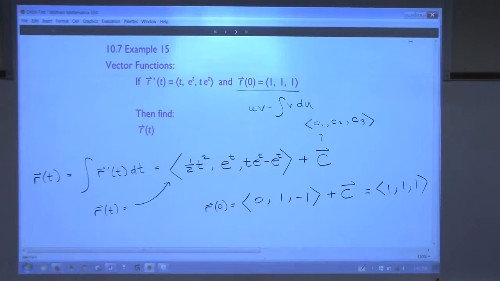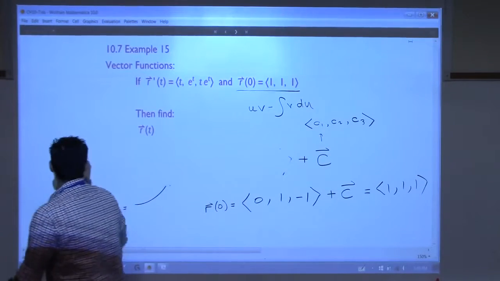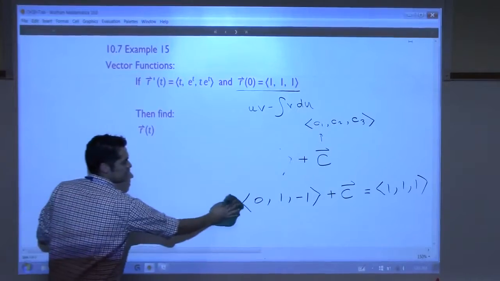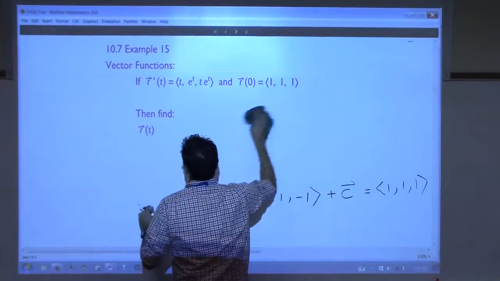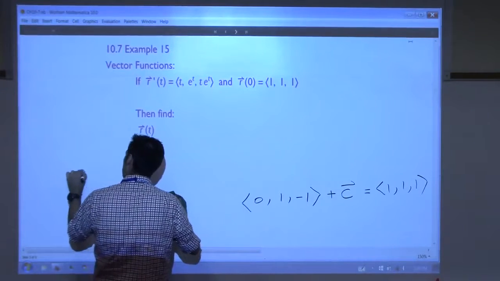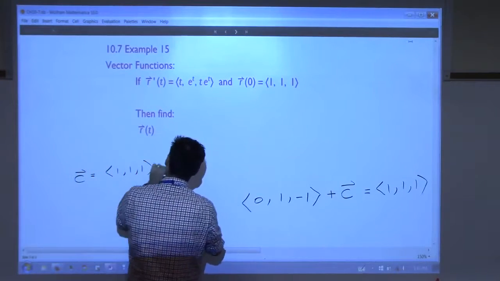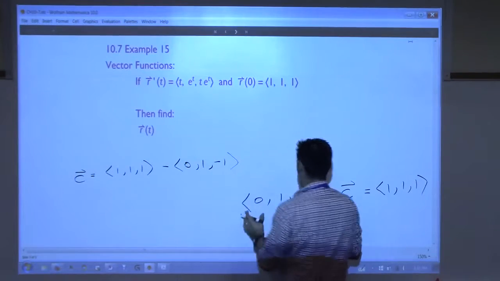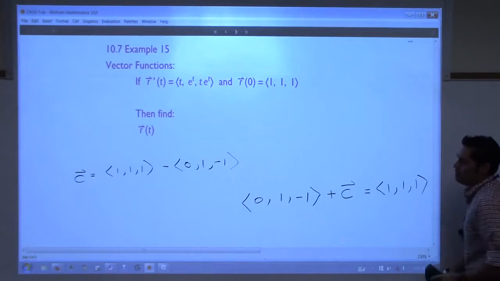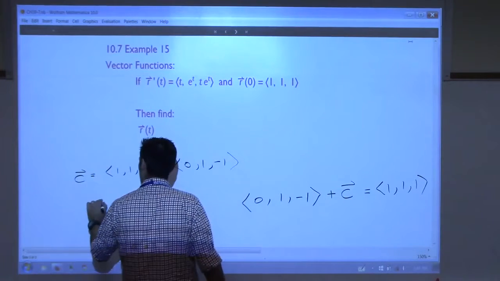Understand what I did there? Now solve for the constant vector. Don't you just subtract both sides right there of that equation? So the constant vector should be the 1, 1, 1 vector minus the 0, 1, -1 vector. So it's like you're subtracting both sides of this, which is what? 1, 0, 2?